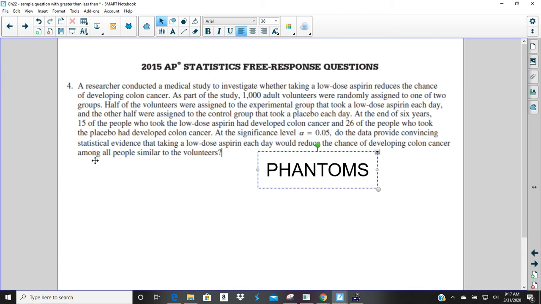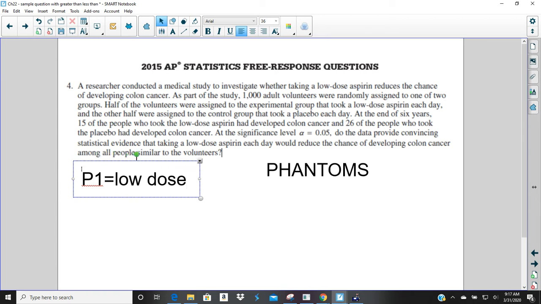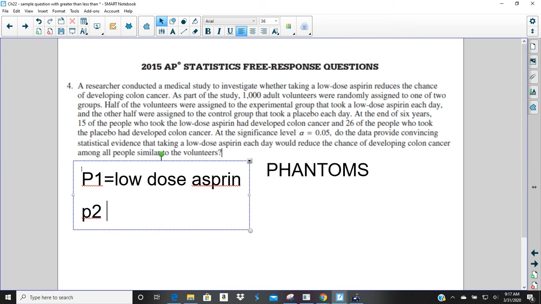So let's talk about this here for a minute. We have P1. What's our P1 going to be here? I'm going to call my P1 my low dose aspirin. This is my let statement. Oh my gosh, my Algebra 1 teacher always told me to make a let statement. This is what we're doing here. Aspirin, and P2 is going to be the placebo.